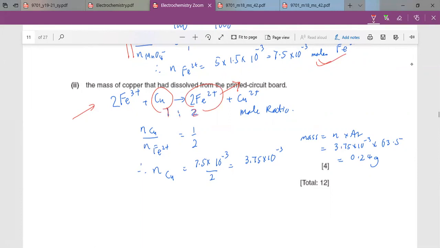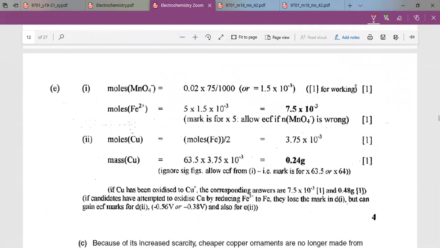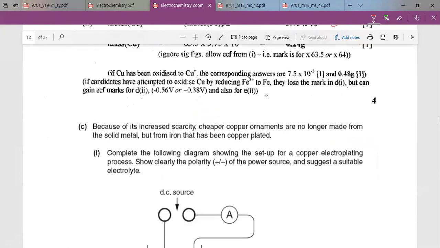Mole ratio. So how much copper was dissolved? Again, this is a mole ratio equation. So bring this up here. This is the answer, the number of moles, then the answer for the mass. So times 63.5, we get 0.24 grams. So remember, they will bring in your titration calculations also.